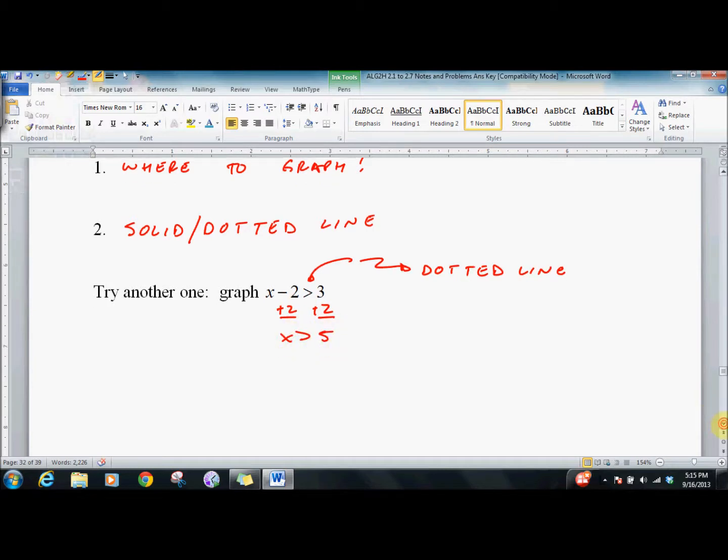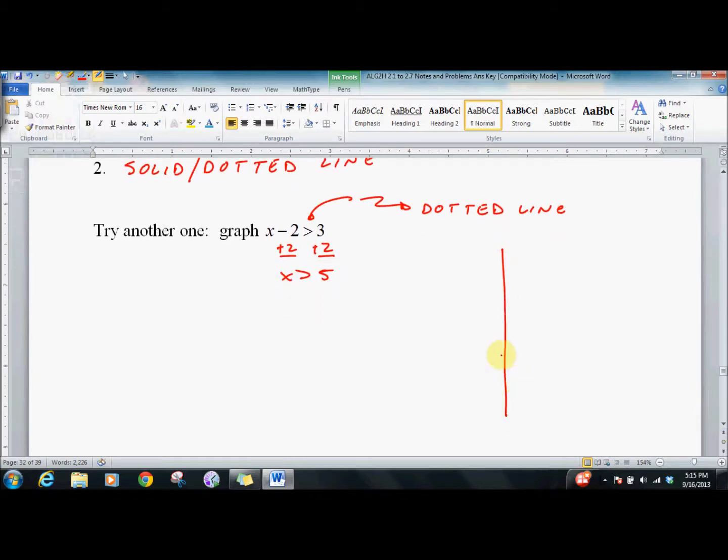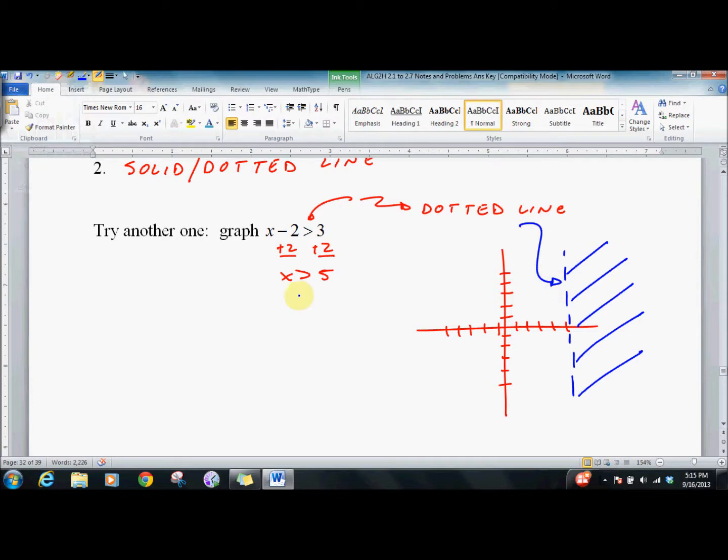X is greater than 5. So we go over to x is 5. And like I said, it's greater than, so let's graph above. Well, in this case, there is no above. It's either left or right, so we graph to the right. That's greater than. Notice the line is dotted because we do not have an equals sign. And that is really it.